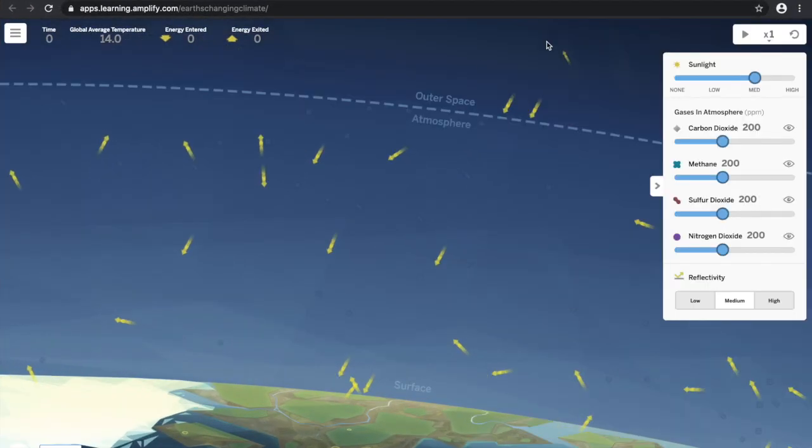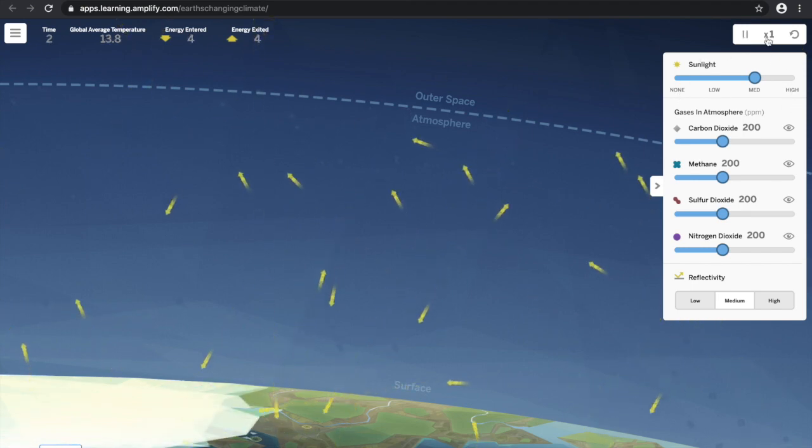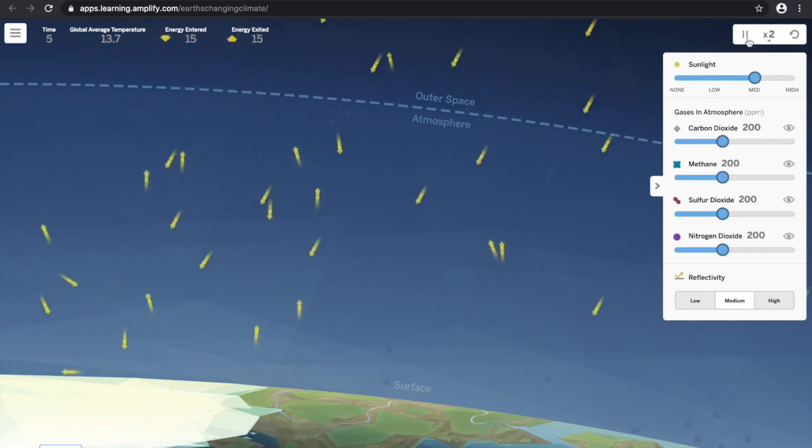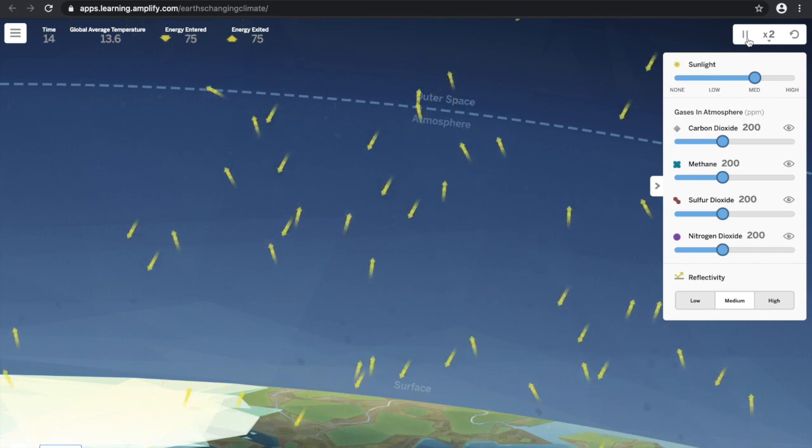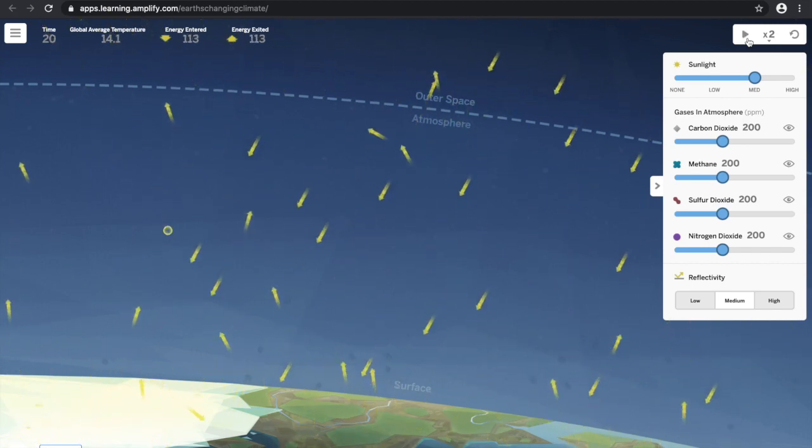So again, we're looking at nitrogen dioxide. It tells us to leave it on for 20 seconds. So right here, you'll see the time, the temperature, and the energy entered and exited. So I'm going to play this for 20 seconds. Again, I'm going to play this on twice the speed just to get to the data point. All right, stopped it right at the 20-second mark.